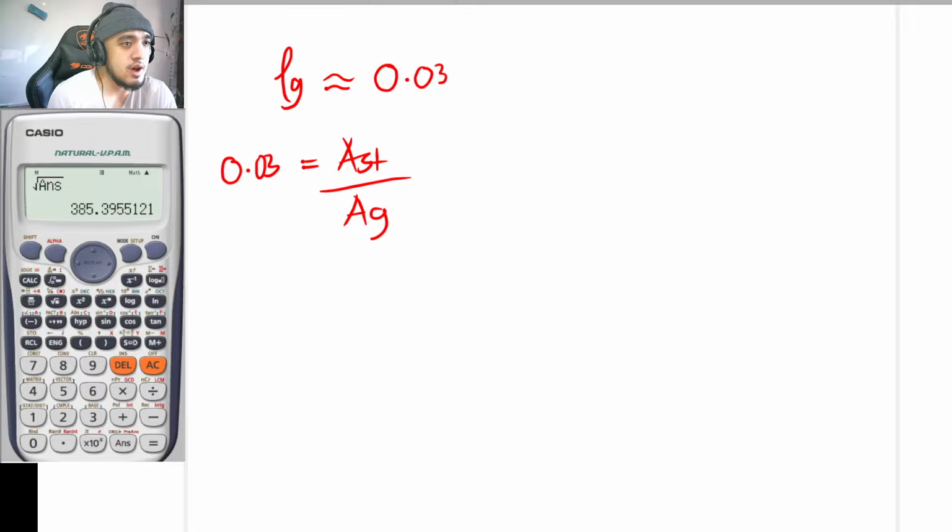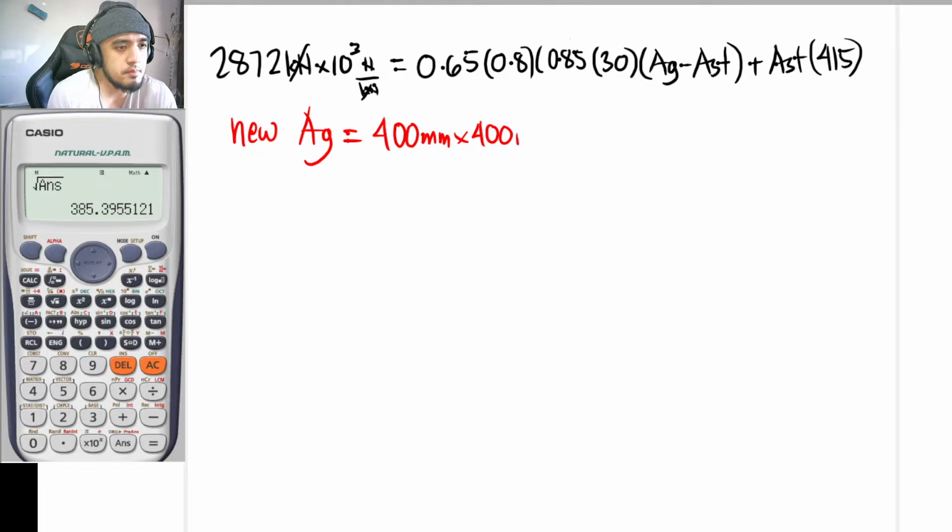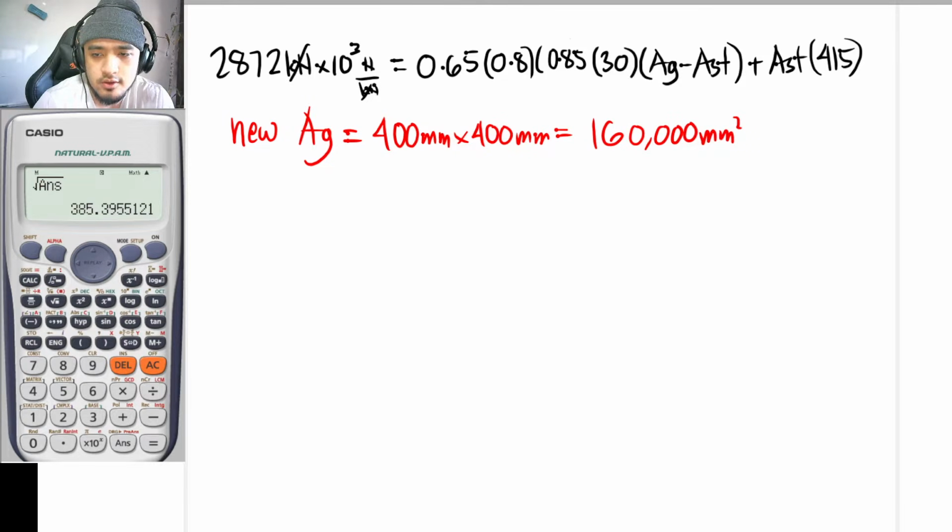So, since I already have the value for my AG, which is the new, actually not yet. So, let us just solve for the new AG. So, new gross sectional area is equal to 400 mm by 400 mm. So, confirming in the calculator, 400 times 400 is equal to 160,000 millimeters squared.